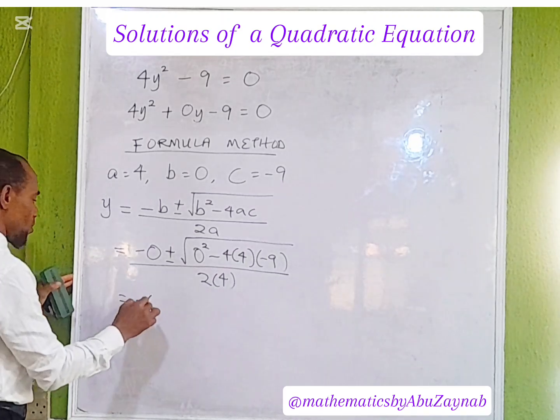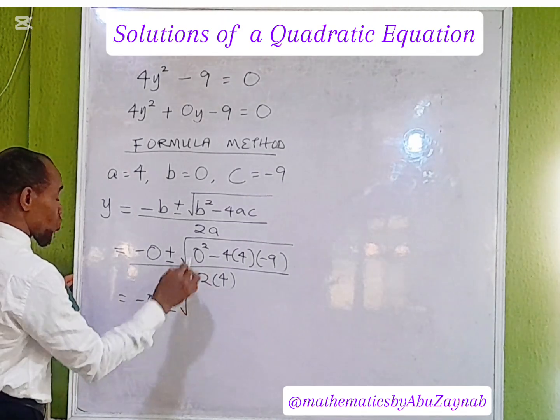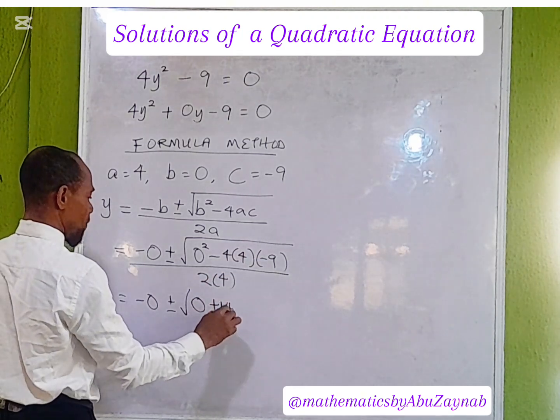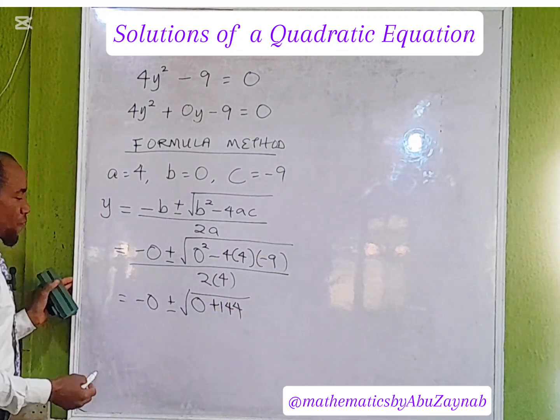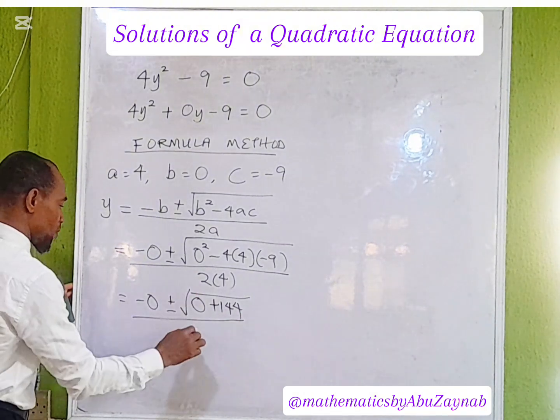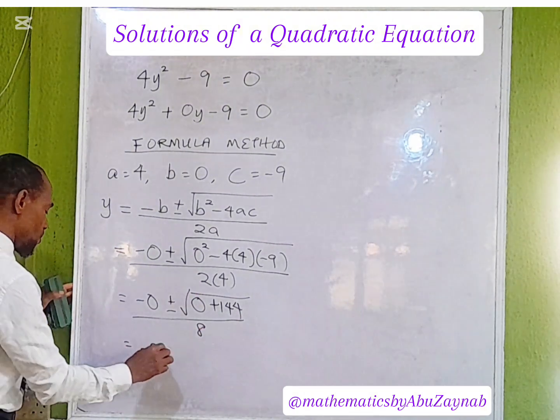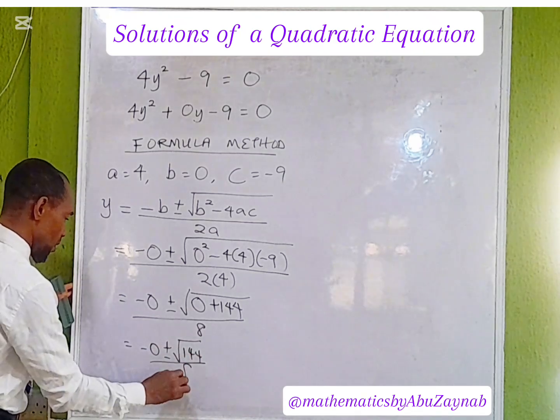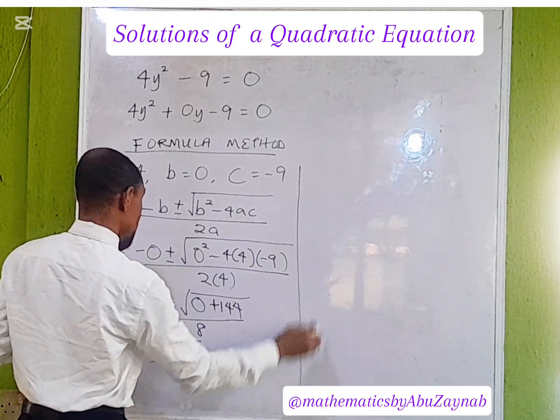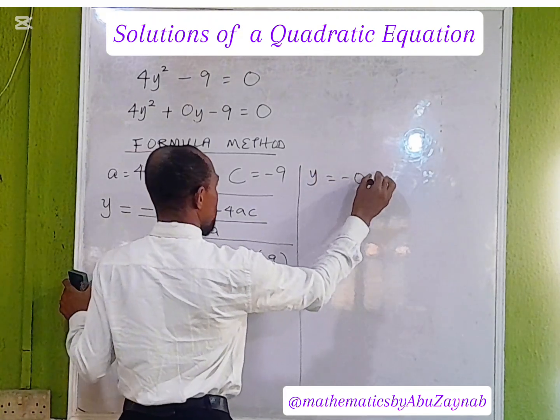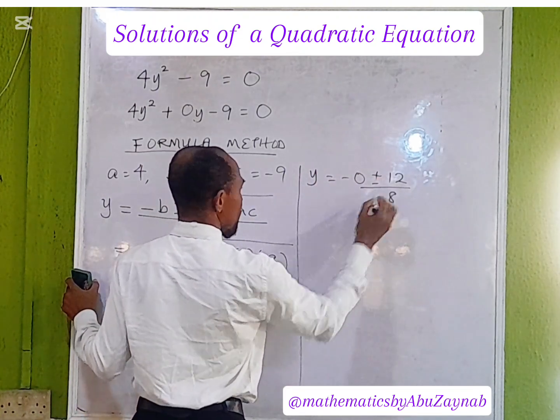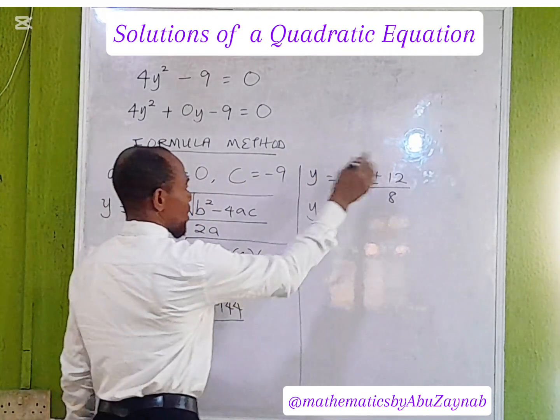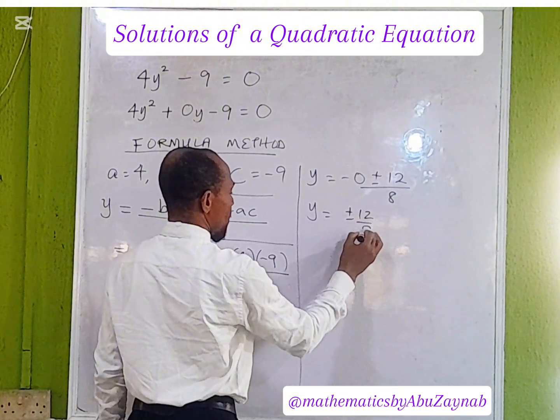So we have here minus 0 plus or minus square of 0 is 0. Minus 4 times minus 9 is plus 144. That's 144 over 2 times 4 is 8. Hence we have here minus 0 plus or minus root 0 plus 144 is still 144 over 8. So at this stage, we need to take the square root of 144, which is actually 12 over 8.